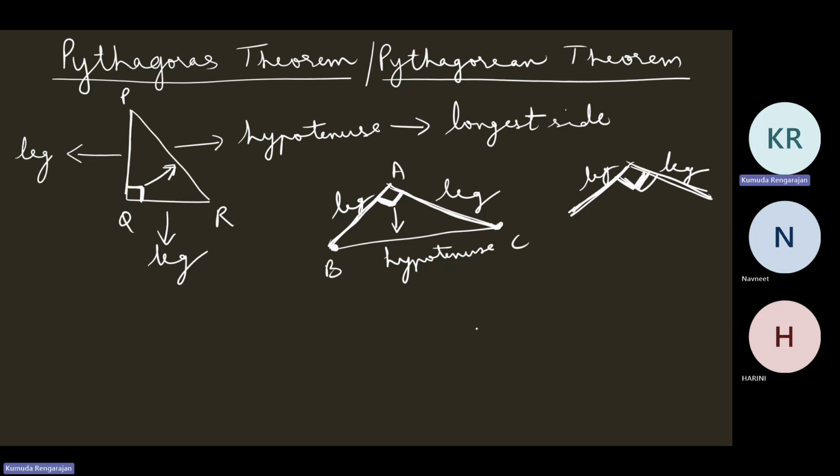So these are the terms used for the sides in a right angled triangle. Two sides are called the legs, and one side is called the hypotenuse. The hypotenuse is the longest side in a right triangle, and it is the side opposite to the right angle. The two sides containing the right angle, the arms of the right angle, are called the legs of the right triangle.